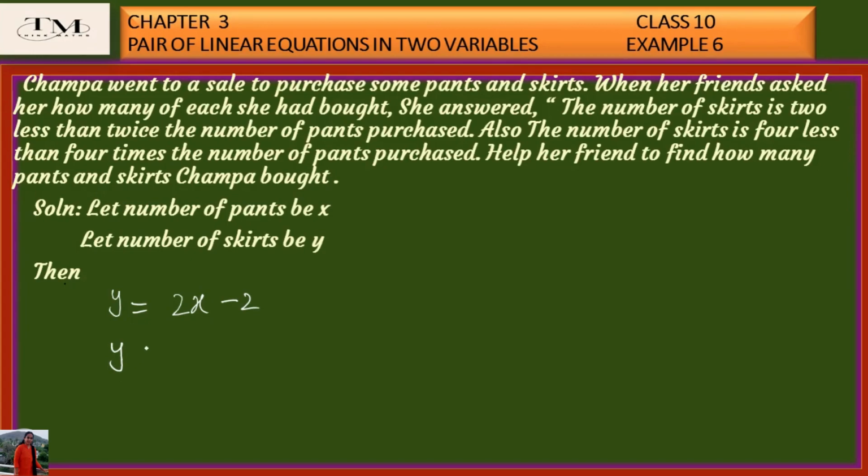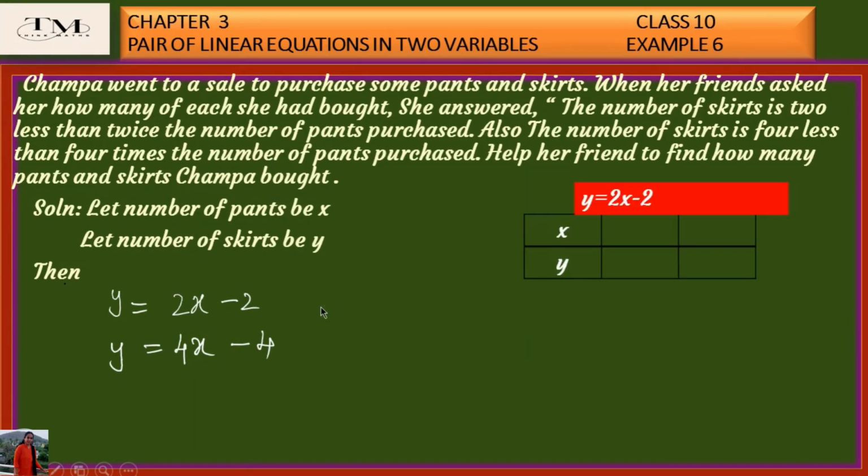Another sentence she says is that the number of skirts, y, is equal to 4 less than 4 times the number of pants. 4 less means minus 4. The number of pants is x, and 4 times means 4x. So these are the equations we get: y is equal to 2x minus 2, and y is equal to 4x minus 4. Now we have to find the solution for these equations.